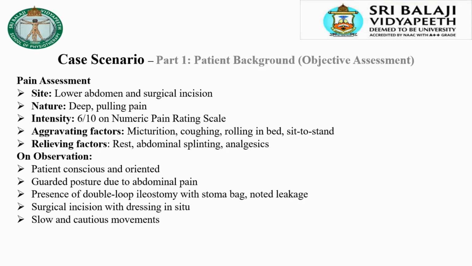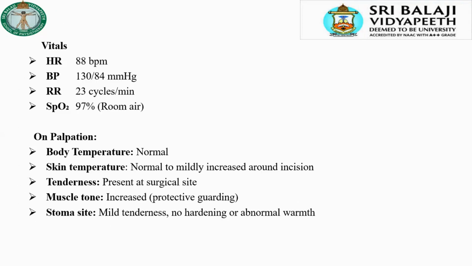On observation: patient conscious and oriented, guarded position due to abdominal pain, presence of double loop ileostomy with stoma bag, noted leakage, surgical incision with dressing in place, slow and cautious movements. Vitals: heart rate 88 beats per minute, BP 130/84 mmHg, respiratory rate 23 cycles per minute, SpO2 97% at room air. On palpation, body temperature is normal, skin temperature normal to mildly increased around the incision. Tenderness present at the surgical site, muscle tone increased, protective guarding. Stoma site: mild tenderness, no hardening or abnormal warmth.